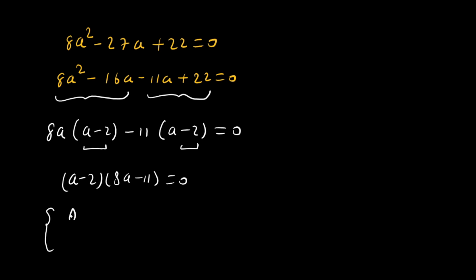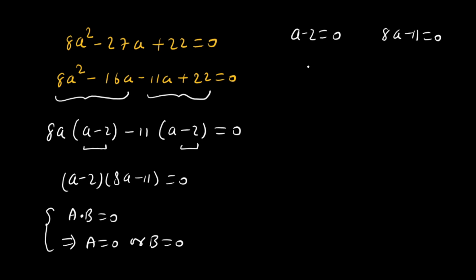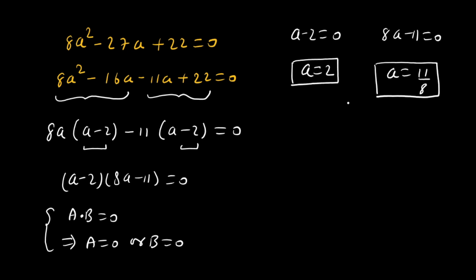We know that if a times b is equal to 0, this implies a is equal to 0 or b is equal to 0. Then a minus 2 is equal to 0, and 8a minus 11 is equal to 0. Then the value of a is 2, and here the value of a is 11 by 8. Here we have two possible values of a. First value of a is 2 and second value of a is 11 upon 8. Let us consider this as case first and this as case second.